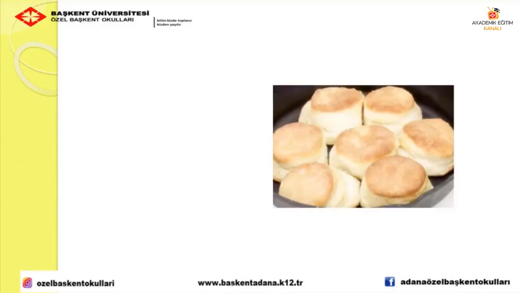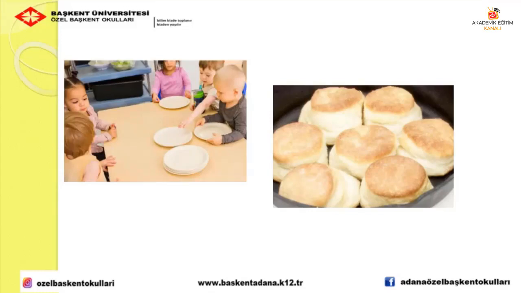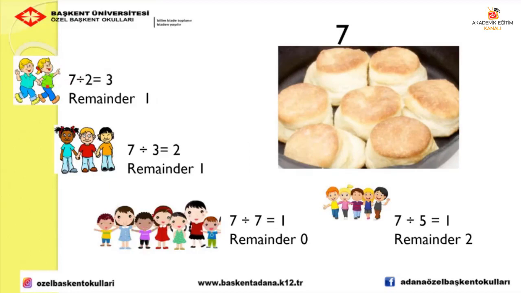I am still hungry. Look at these delicious buns. Can we divide them and share them with friends? We can share them with 2 friends. 7 divided by 2 equals 3. But there will be 1 bun left. Remainder. 1 bun left. We can share and divide these 7 buns with 3 friends. Each of them will have 2 buns. But there will be 1 bun left. Remainder.